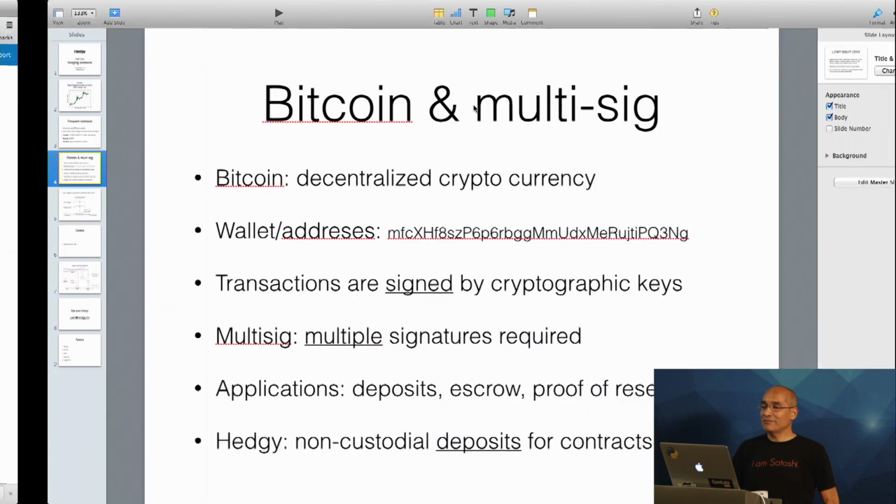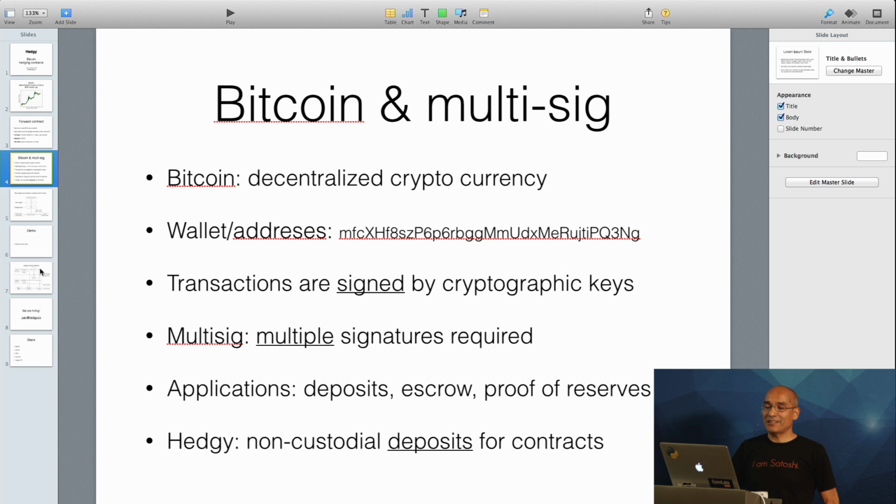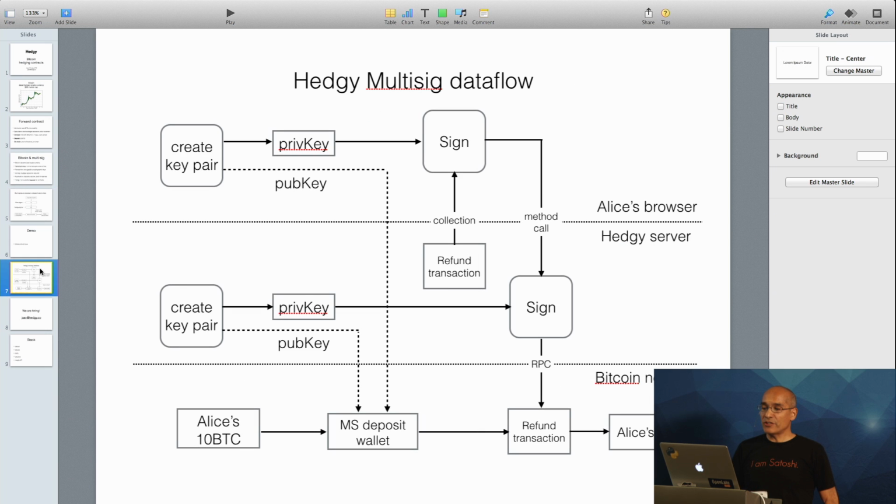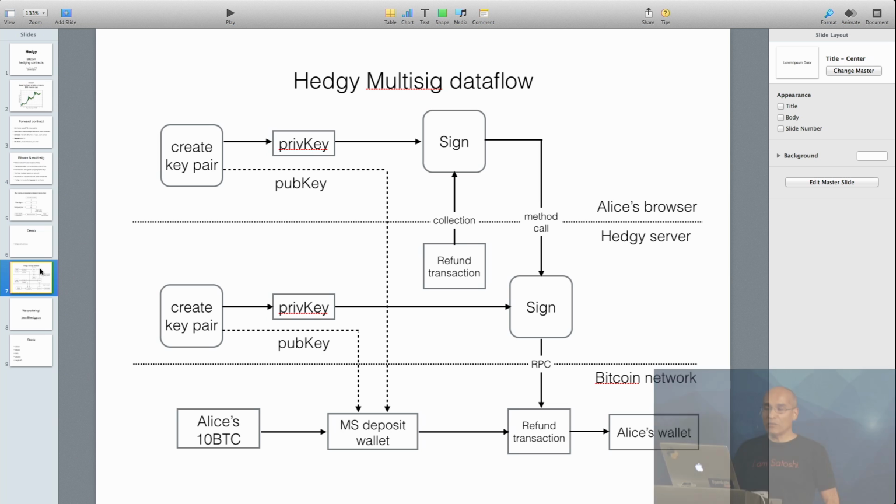This is kind of a picture of what happens, how it all works. So in the browser, Alice creates the private key at the same time that we create a private key. So there are 2 keys. Those 2 keys go to making the address for the multi-sig wallet. The signature process works by we create a refund transaction. That refund transaction is signed and submitted to the network to transfer the money, the BTC. That's it.